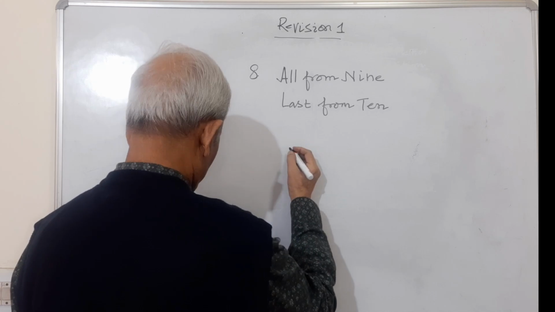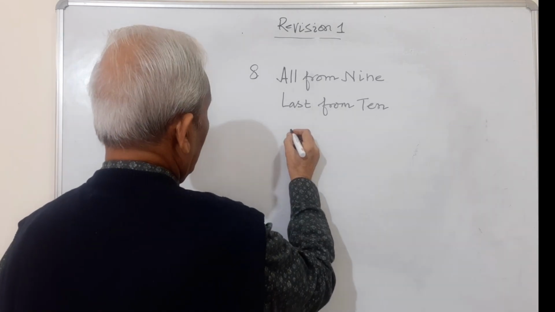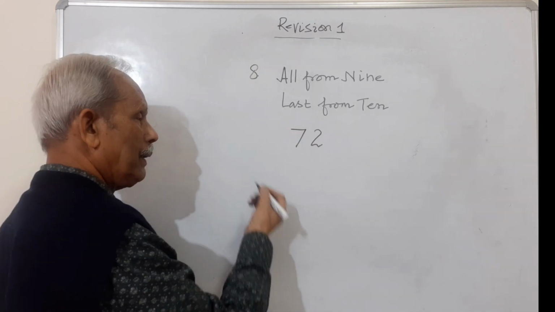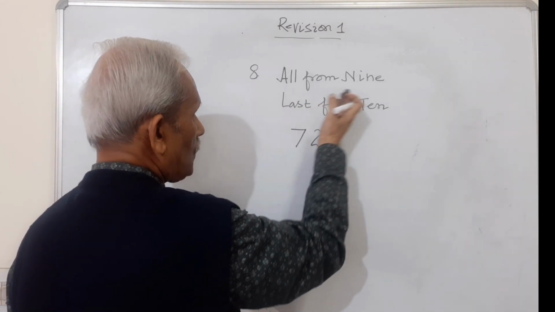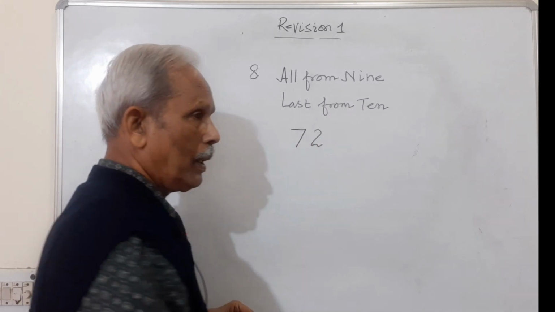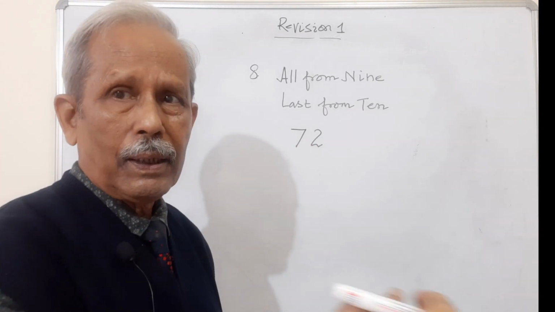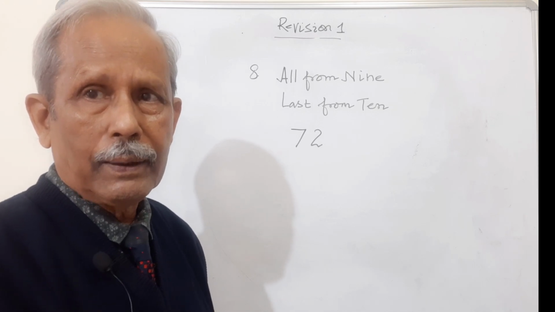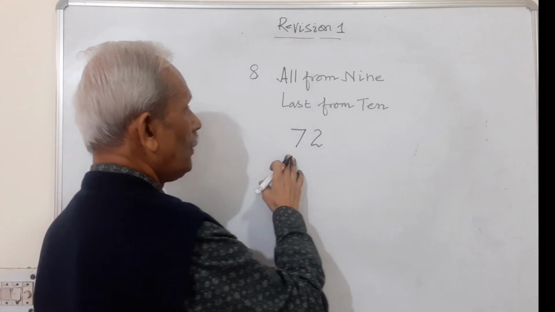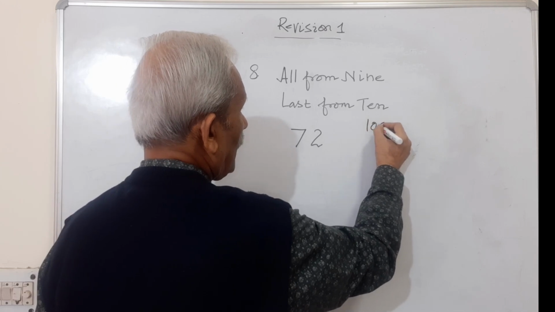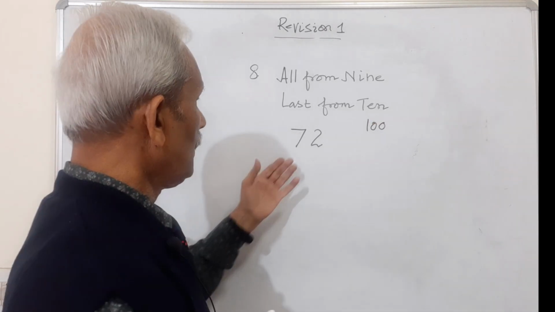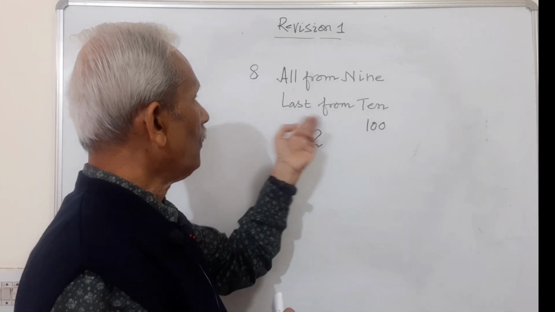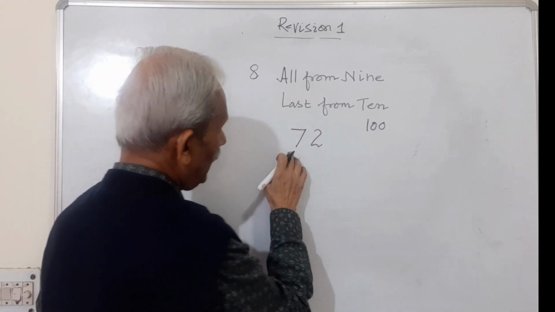So 72 is the first number. We have to find the complement. Follow this: all from 9, last from 10. Complement means its difference from its nearest base, right? Base is 10, 100, 1000, 10,000, like that. So here the nearest base of 72 is 100. We want the difference of this number from 100. To find that, we can follow all from 9, last from 10.